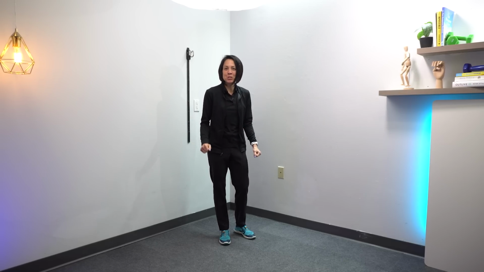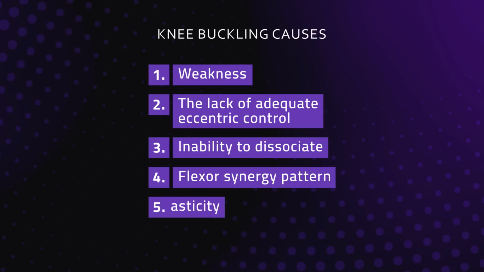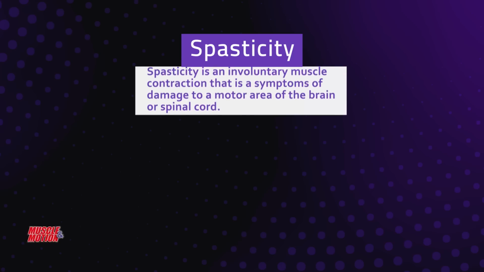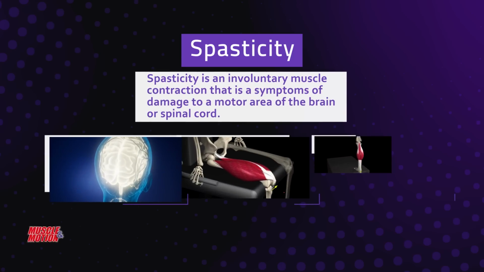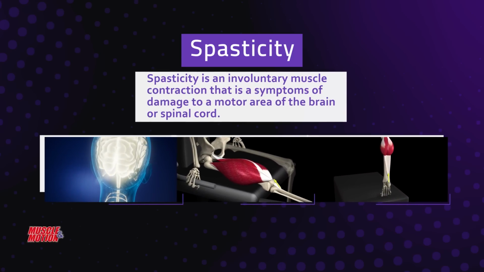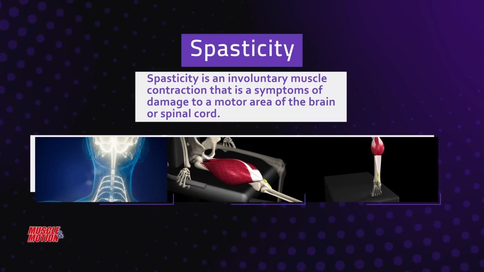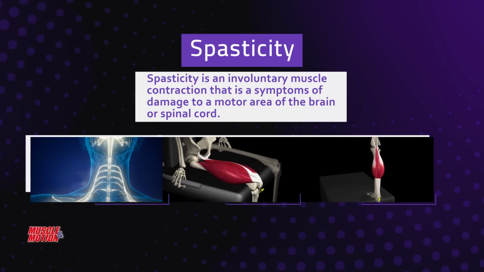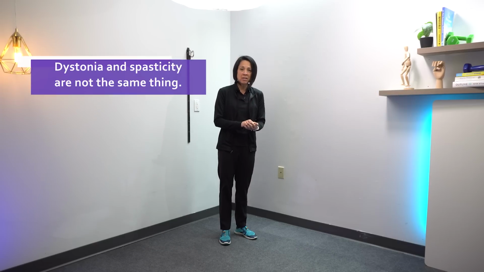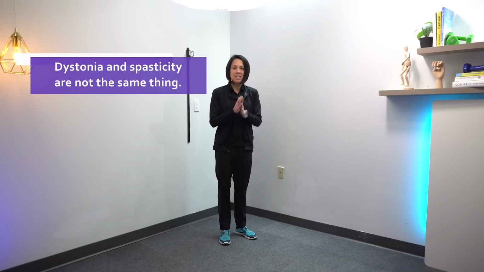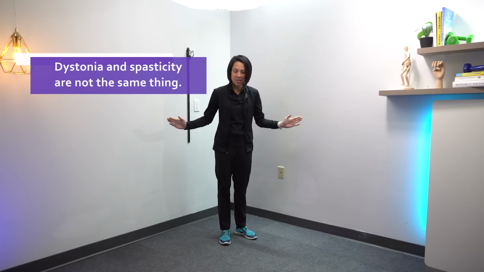And then the last one that I haven't mentioned, but I'm sure you guys were just waiting for me to bring it up, is spasticity. What is spasticity? Spasticity is an involuntary contraction that is the result of damage to your brain or your spinal cord. As I've mentioned in many other videos in this series, dystonia and spasticity are not the same thing.